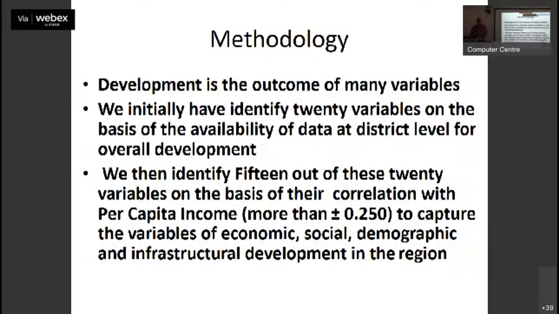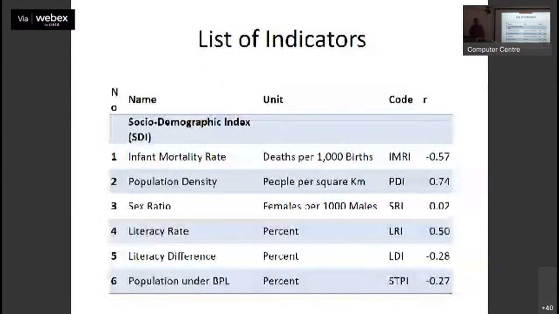We then identify, on the basis of correlation, that 15 variables are more important for us क्योंकि कई सारे variables अगर आप इकट्ठे कर लेंगे तो उनका impact sharp नहीं रहेगा, nullify हो जाएगा. So we reduce the 20 variables into 15. Out of these 20 variables, on the basis of their correlation with per capita income, ultimately economic development के साथ क्या relation है? To capture the variables of economic, social and demographic and infrastructure development in the region. कौन-कौन से variables लिए हैं? उनकी list है.